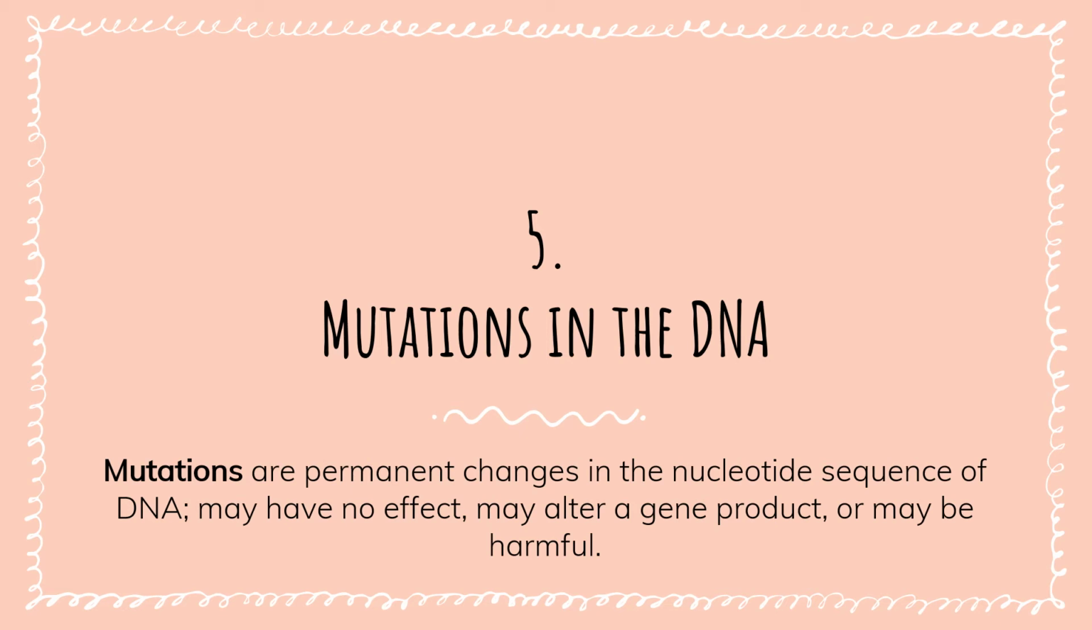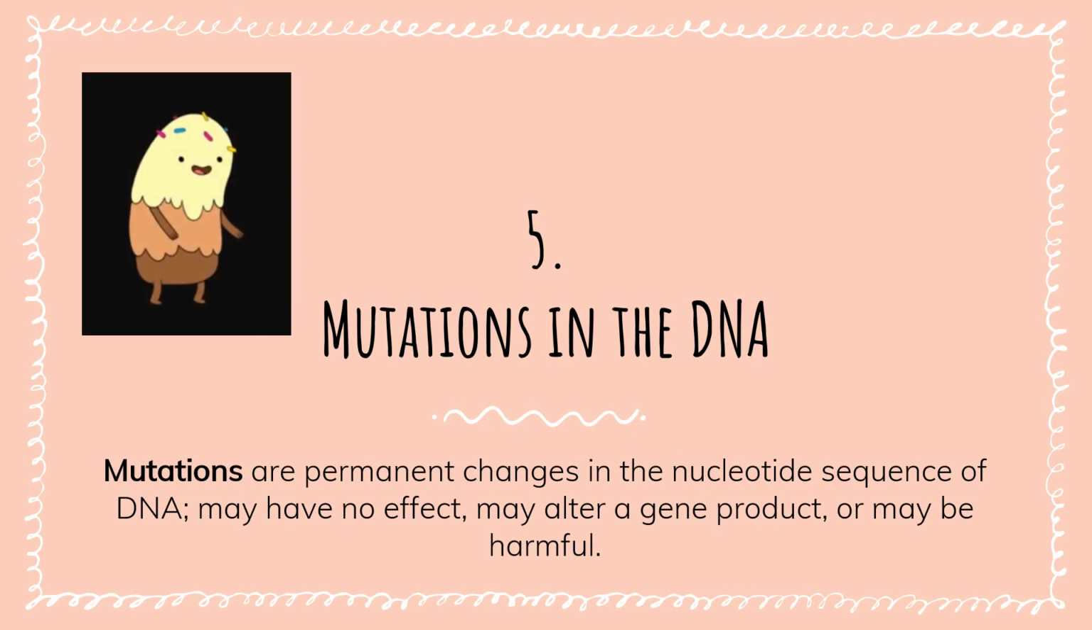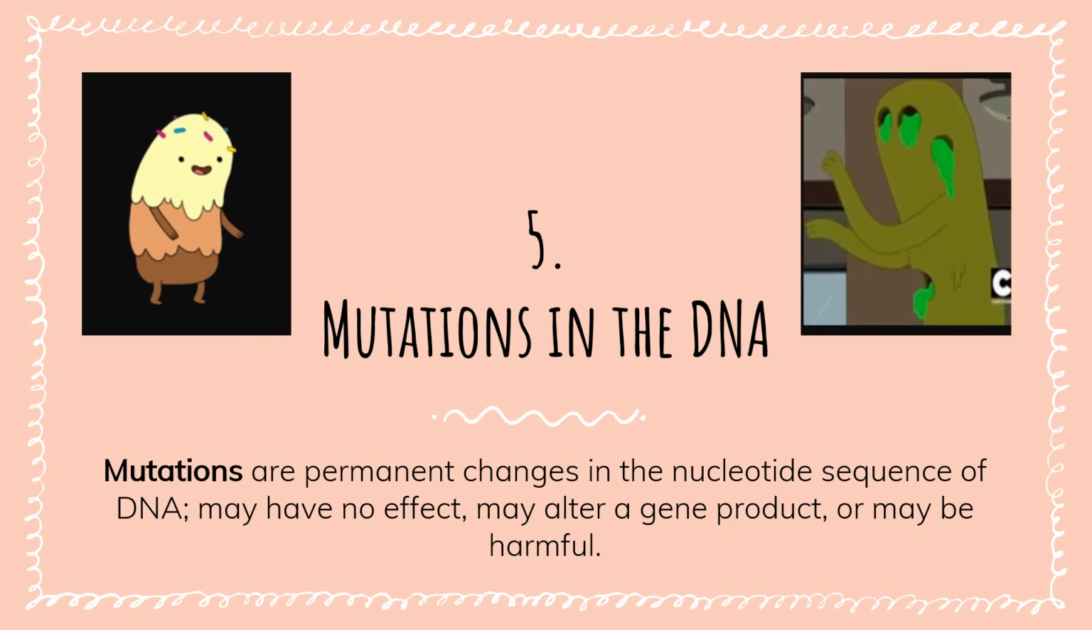Number one, they can have no effect and you go on with your life not knowing that you're already a mutant. Number two, they can change the protein product into something that's beneficial to you. And number three, they can change the protein product into something that's lethal, which almost always causes the mutant to have complications or die. We will be discussing three types of DNA mutations: missense mutations, nonsense mutations, and frame shift mutations.